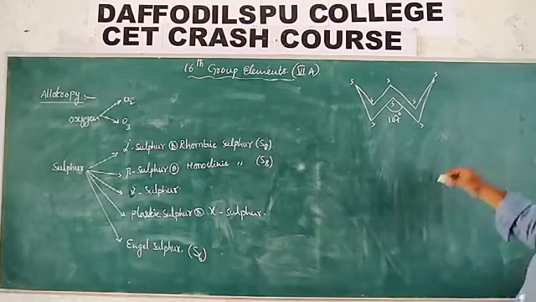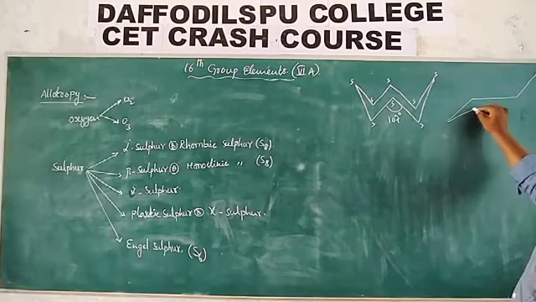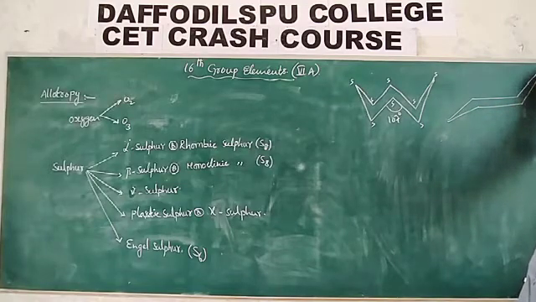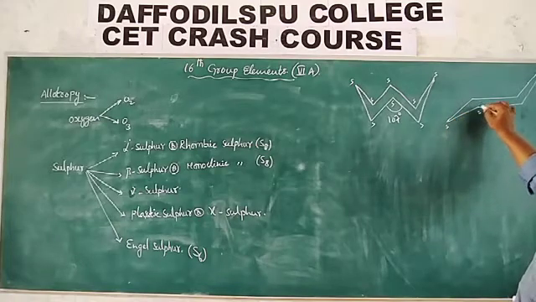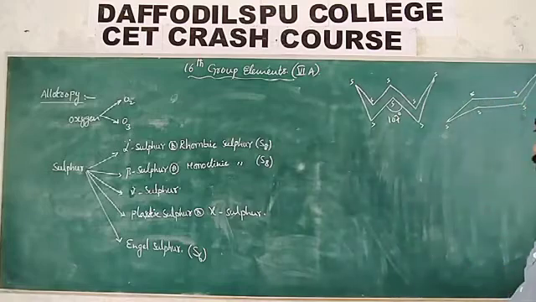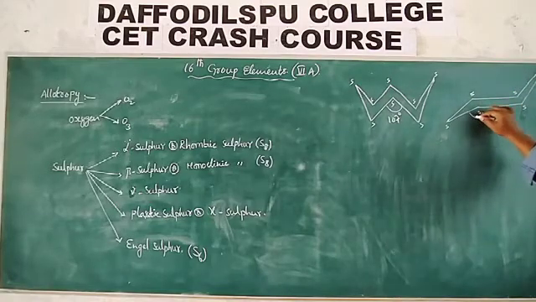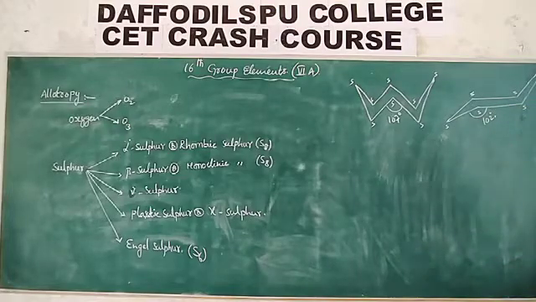Now look at the angel sulfur. This is the angel sulfur. How many sulfur atoms are there? 6 sulfur atoms are there. So here the bond angle is 102 degrees. So in S8 form the bond angle is 107 degrees. In S6 form the bond angle is 102 degrees.